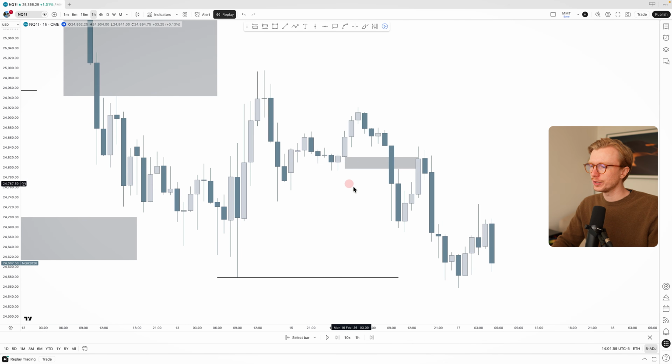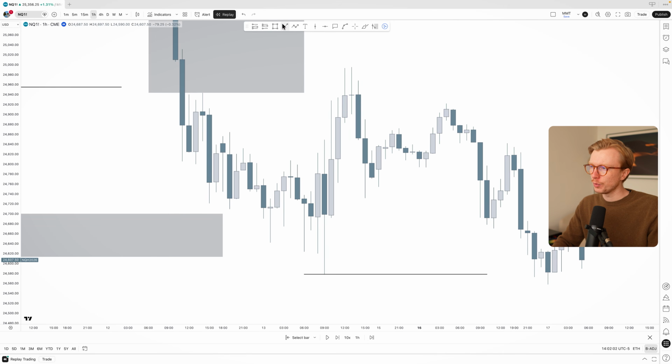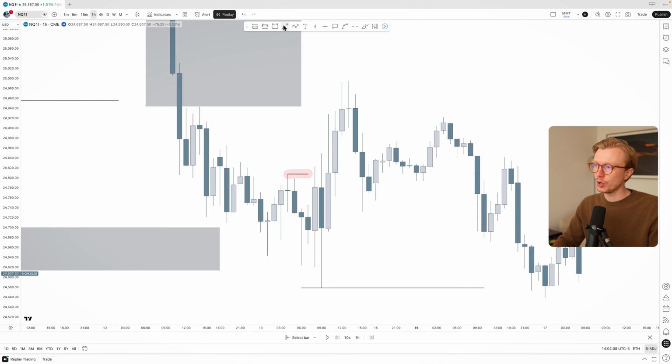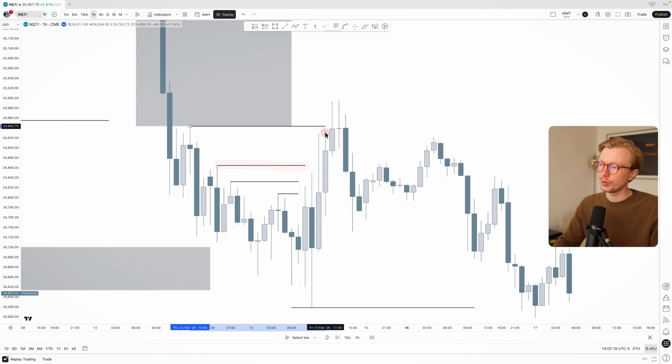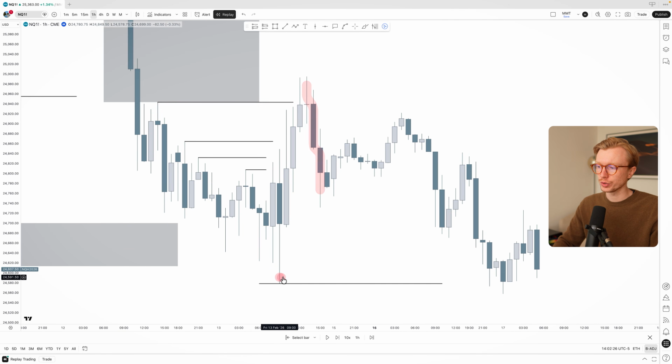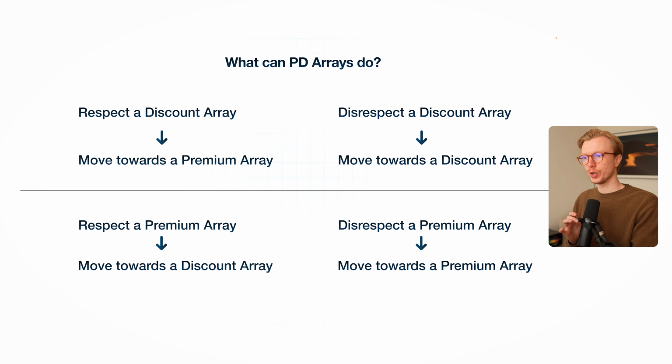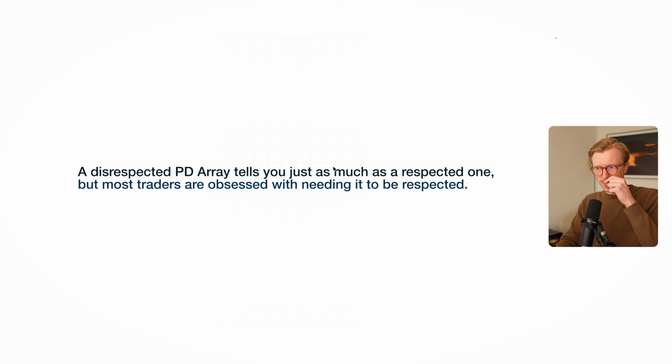But if we go down a time frame into the 1 hour right here, we'll see that the moment we start disrespecting these swing highs, that was the moment we then reached for the next premium array, the next swing high. If we keep disrespecting that, we reach for the next premium array. If we disrespect this premium array, we then reach for the next premium arrays right there. This premium array is eventually the one we actually respect. Once we respect that, we can start moving lower towards discount arrays. Again, take notes, but this is something we are going to return to, don't worry. What is important to understand is that a disrespected PD array tells you just as much as a respected one.